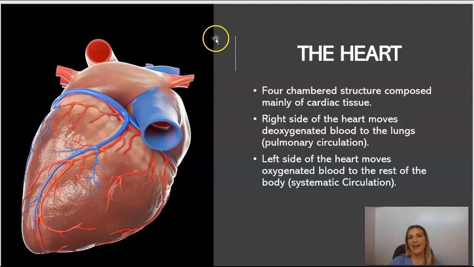The heart is a four-chambered structure consisting of mostly cardiac tissue. Now, the right side of the heart moves deoxygenated blood to the lungs, which is pulmonary circulation, and then the left side of the heart moves the oxygenated blood back to the rest of the body through the vasculature, or the blood vessels, which is also known as systemic circulation.